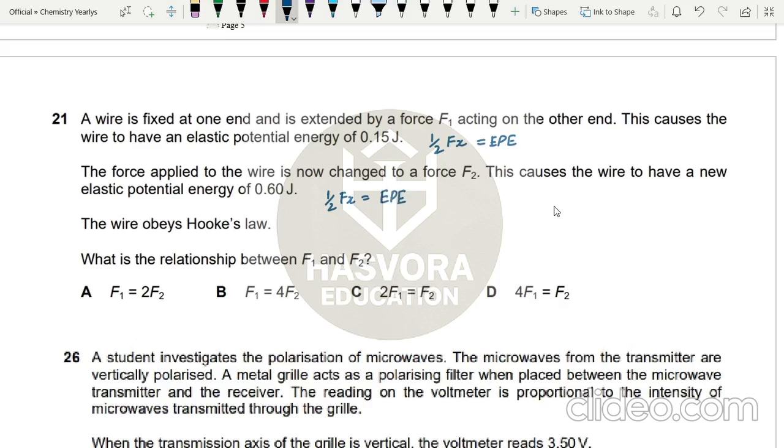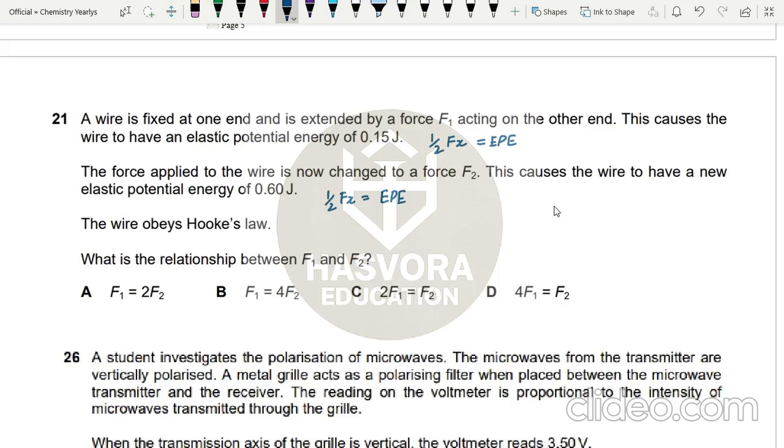The wire obeys Hooke's law. So actually they are just ensuring that you can use these formulas, the formula for Hooke's law, F is equal to kx, and the formula for the elastic potential energy. So what is the relationship between F1 and F2? One thing I want to reconfirm here is that you should not ignore the extension, because if there is an F1 and F2, there are two different forces. They are for sure going to cause a different change in length, and that different change in length is responsible for the different elastic potential energy. But how are we going to find out the extension?